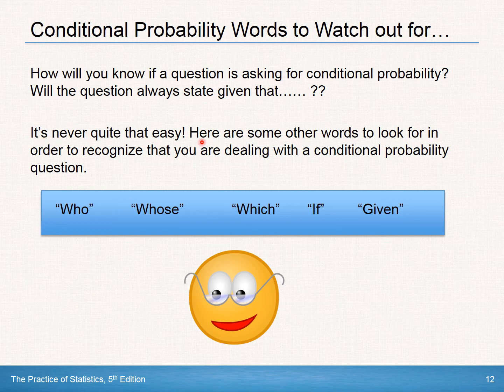So here are some other words to look for in order to recognize that you're dealing with conditional probability. So who has a landline? Whose house has a landline? Find the probability of a cell phone. Which house has a landline? Then find the probability of a cell phone if they have a landline, and given that they have a landline. So those are 5 words that will help you understand that potentially what you're looking at is a conditional probability, and this would be the condition that's already given, so this would be your denominator.